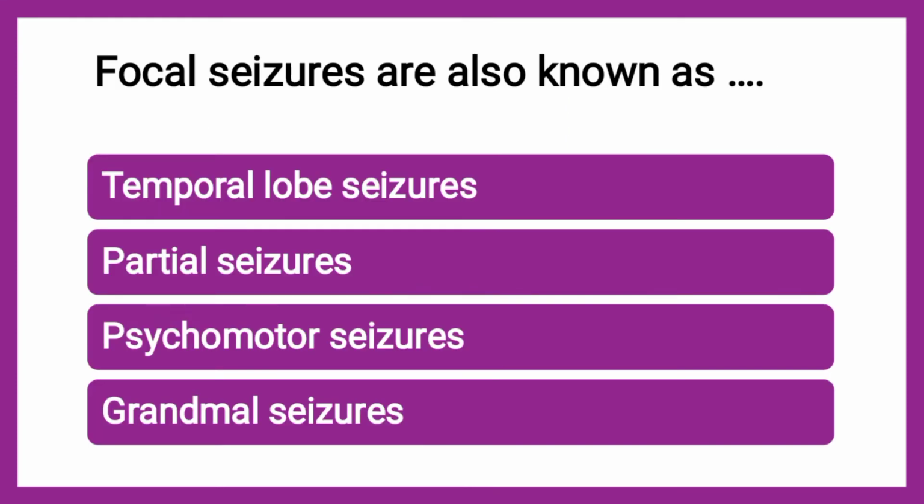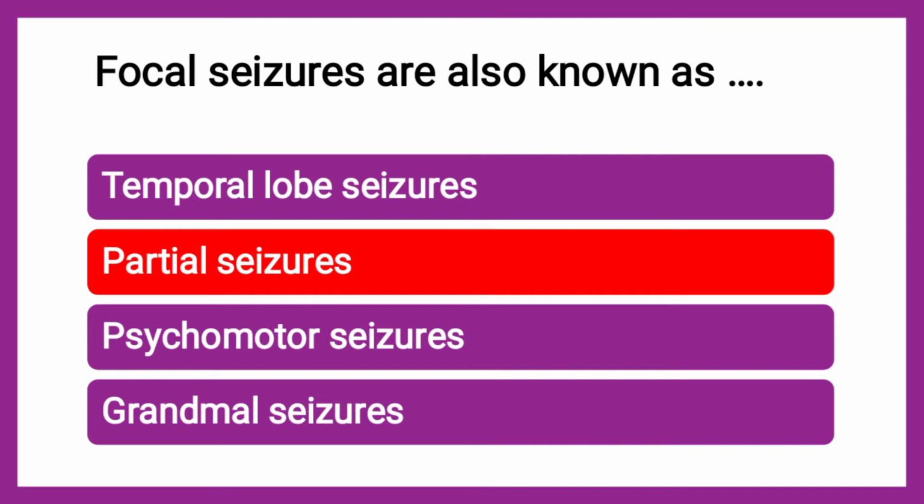Next question is focal seizures are also known as dash. Whether focal seizures are known as temporal lobe seizures, partial seizures, psychomotor seizures, or grand mal seizures? The correct answer is it is partial seizure. Now, focal seizures are partial seizures. Why? Because focal means they are focusing, so it is a particular area.